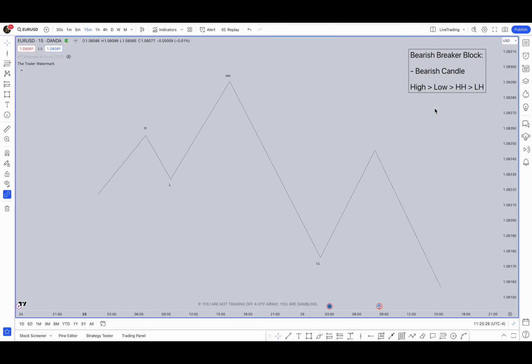First, we're going to discuss a bearish breaker block. A bearish breaker block is a bearish candle, and you can identify it well. You look at a high, then a low, then a higher high, then a lower low, and the bearish candle from the high to the low. This is your breaker block.